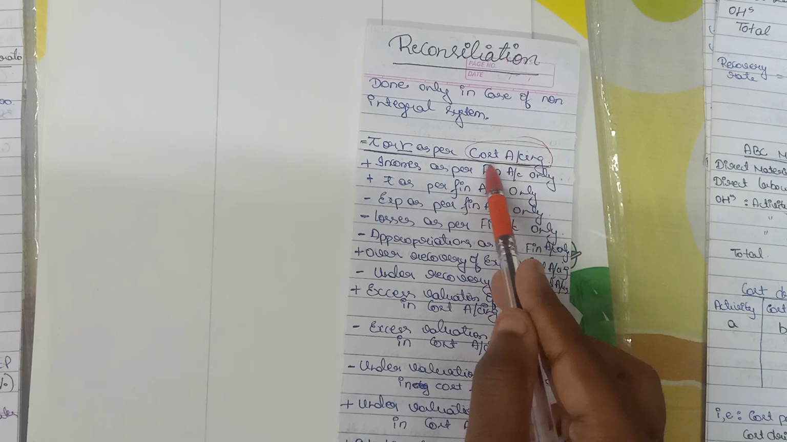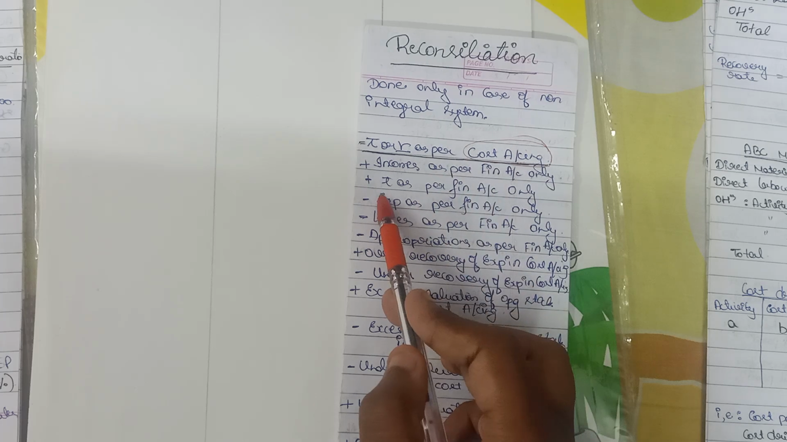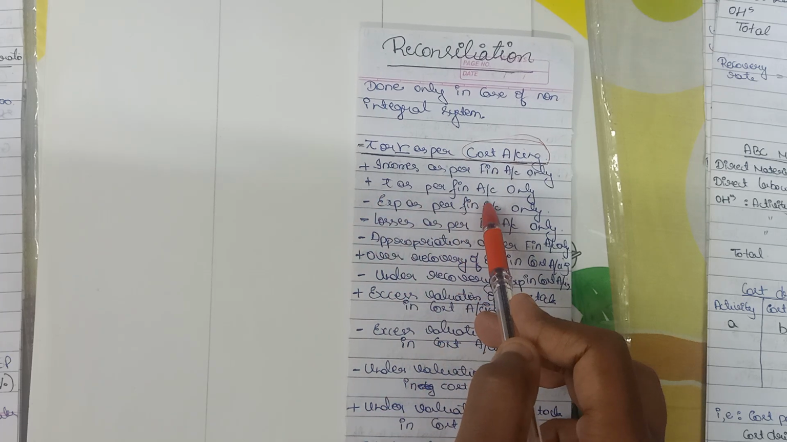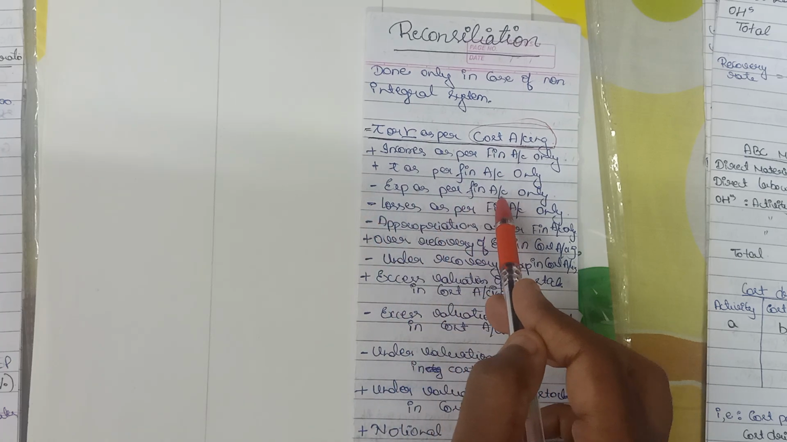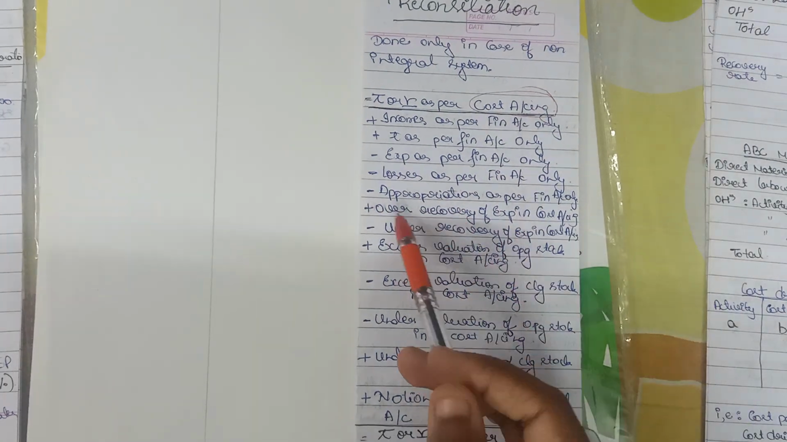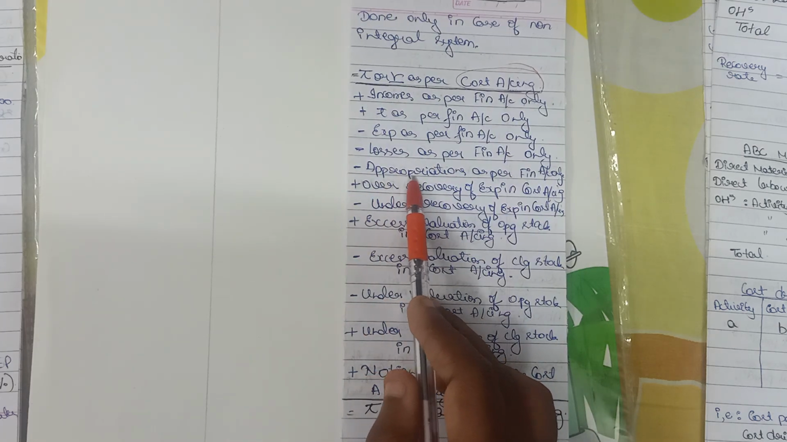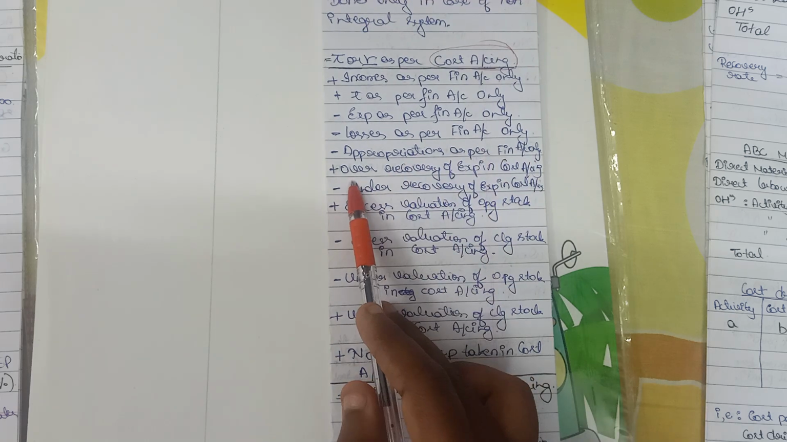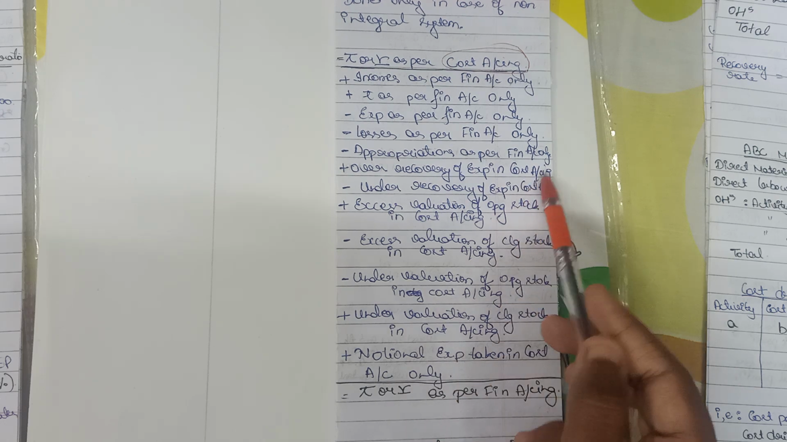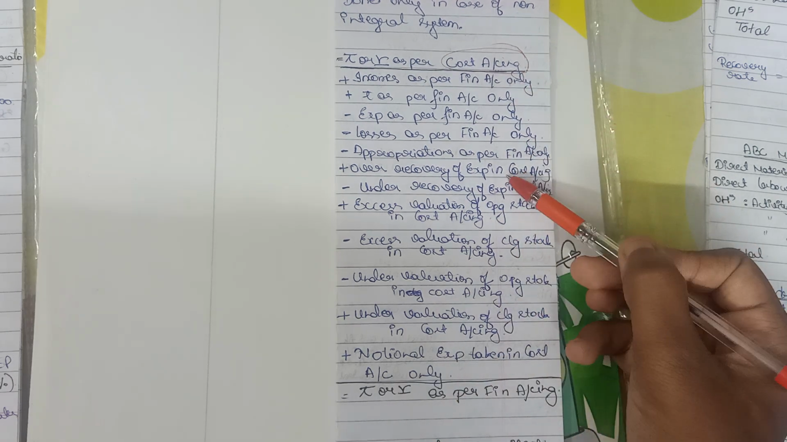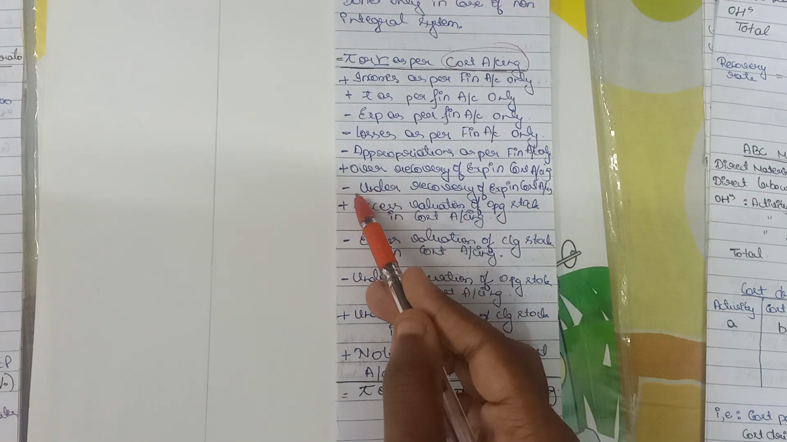We'll learn like this. Plus incomes as per financial accounting only, plus profit as per financial accounting only, minus expenses as per financial accounting only. We'll also subtract losses as per financial accounting, minus appropriations as per financial accounting, plus over recovery of expenses in cost accounting. If we have subtracted so much, we have to add it back, minus under recovery of expenses in cost accounting. This is actual common sense.